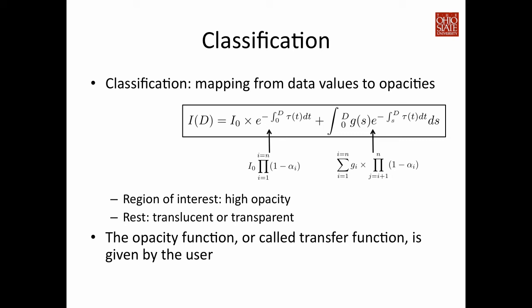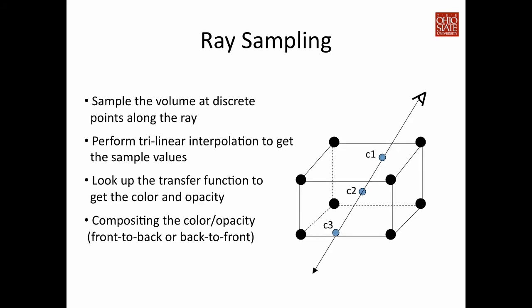And this opacity is typically determined by a function called opacity function. Sometimes people simply call that transfer function. It's a lookup table, which is typically given by the user. I will talk about the design of transfer function in a later lecture, and this is actually an important topic for volume rendering, because only by providing an appropriate transfer function, you can identify important features from your data.